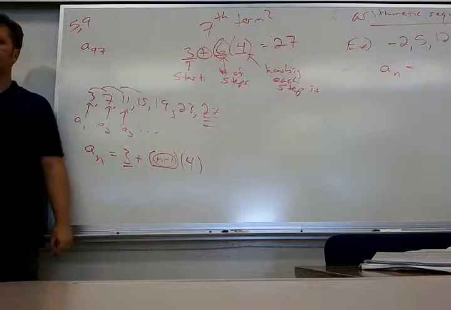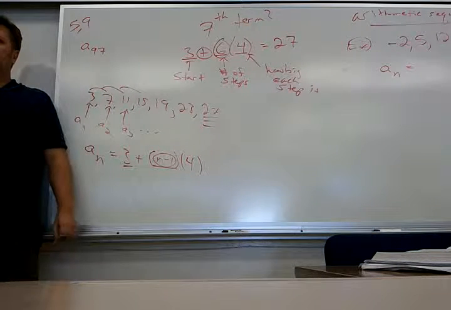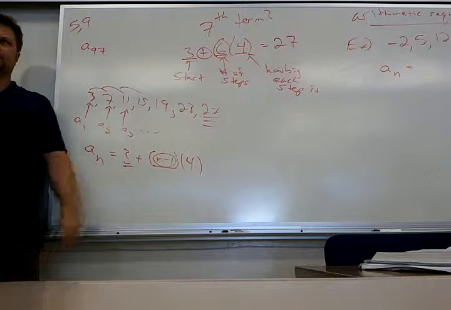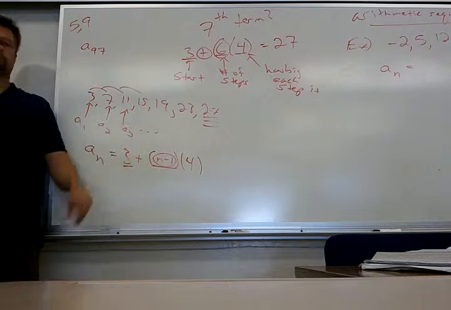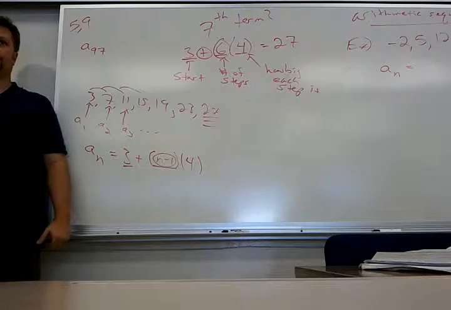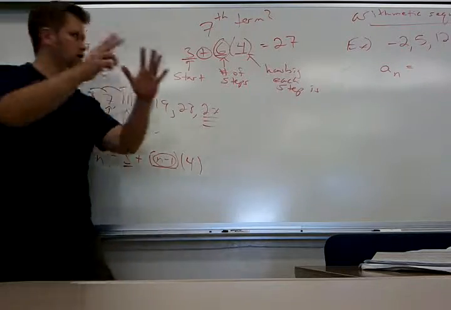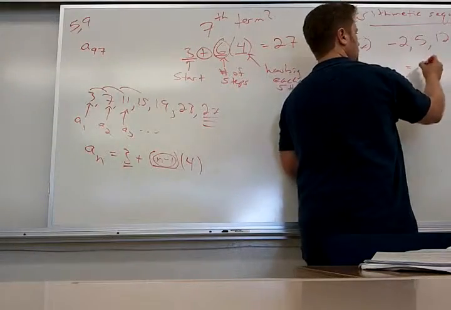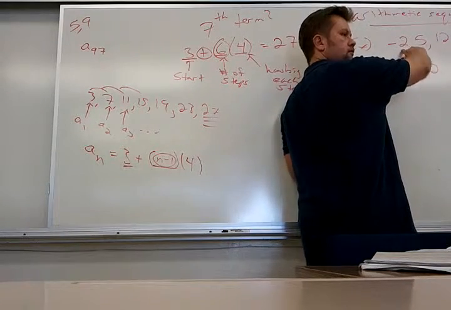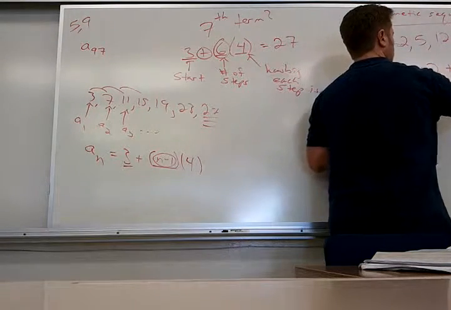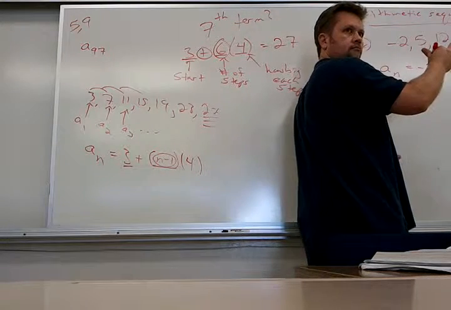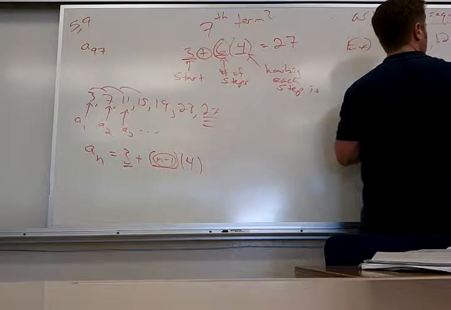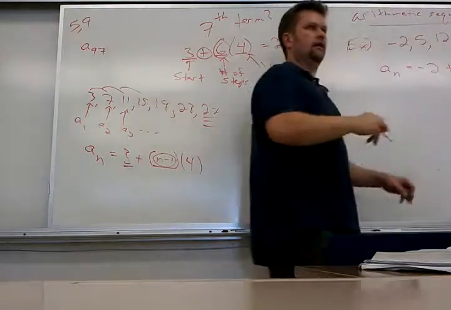For that sequence, don't let the negative throw you off. That's just where you start, right? AN. Well, I know what AN is. So where do you start? Start at -2, that's where you start. And then go up how many steps? N-1 steps, times... And how big is each step? 7. I love it.